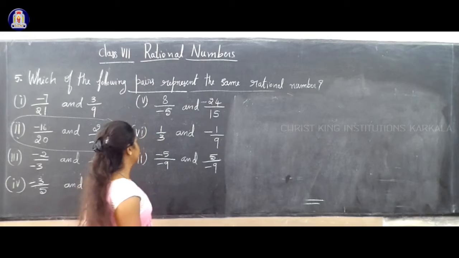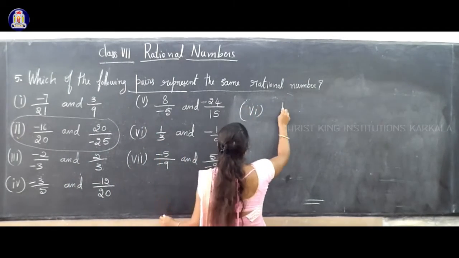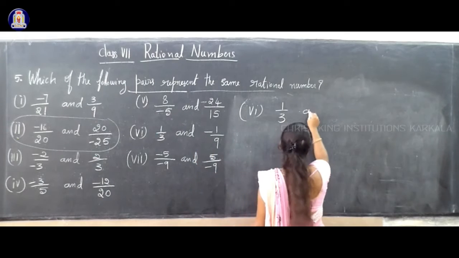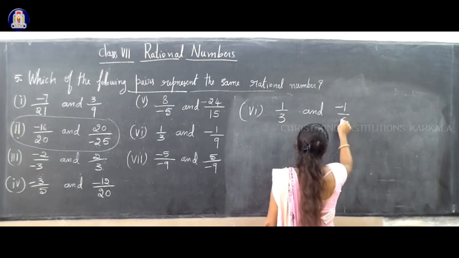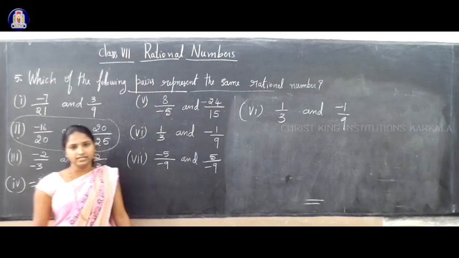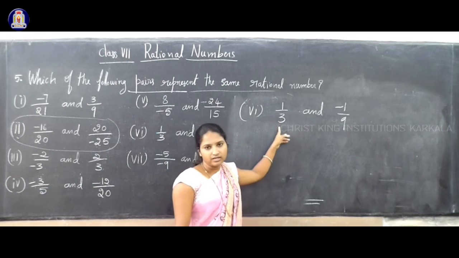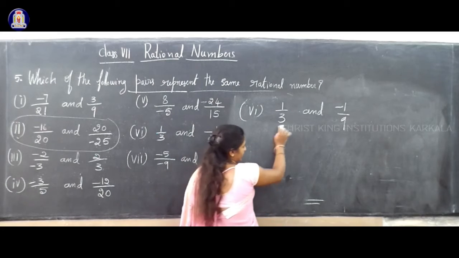Sixth question, that is 1 by 3 and minus 1 by 9. Plus 1 by 3 and minus 1 by 9. Can you simplify this? 1 by 3? No, we cannot simplify, isn't it? So write this as it is.